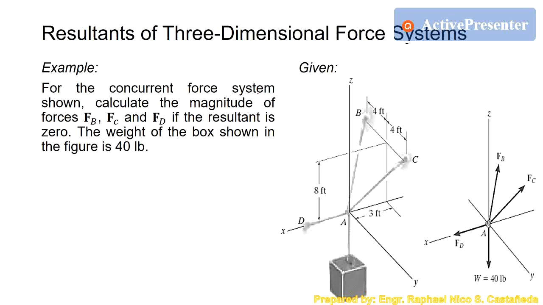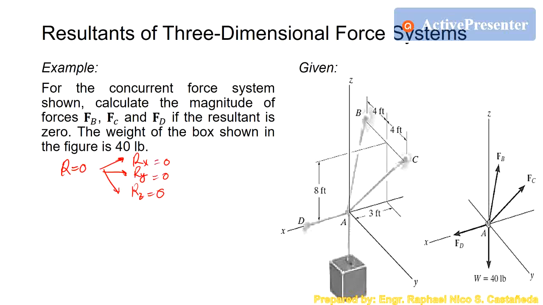Let's have an example. For the concurrent force system shown, calculate the magnitude of forces FB, FC, and FD if the resultant is zero, and the weight of the box shown is 500 newtons. We know that the resultant is zero, meaning the three components of the resultant, Rx, Ry, and Rz, are also zero. So there will be no resultant.